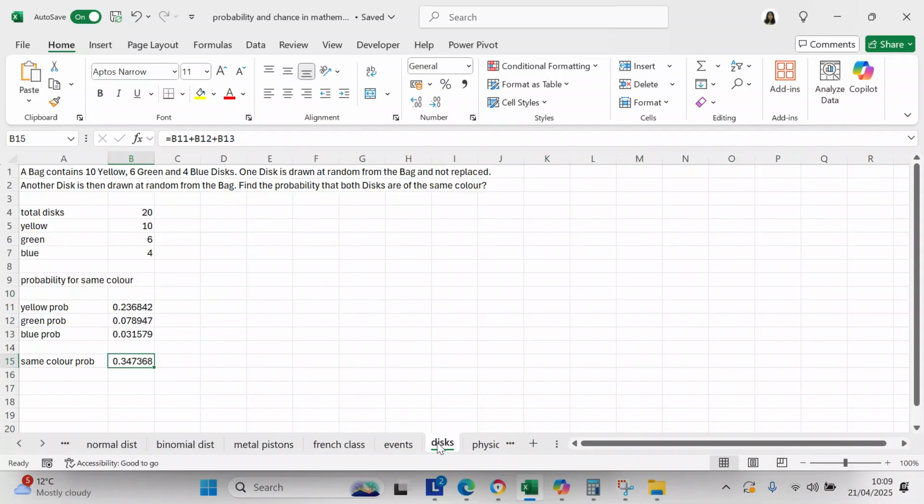So the next question that we have is going to be on discs. A bag contains 10 yellow, 6 green, and 4 blue discs. One disc is drawn at random from the bag and not replaced. Another disc is then drawn at random from the bag. Find the probability that both discs are of the same color.